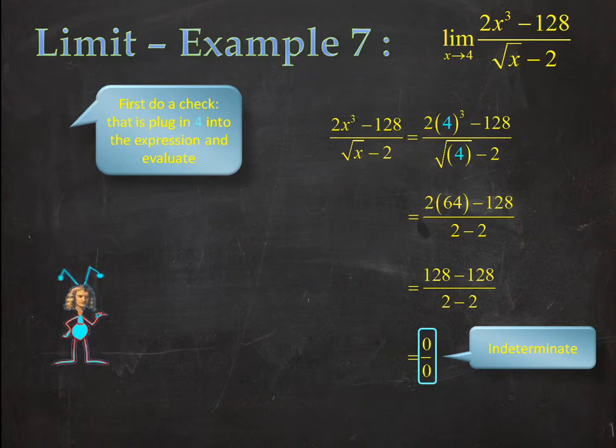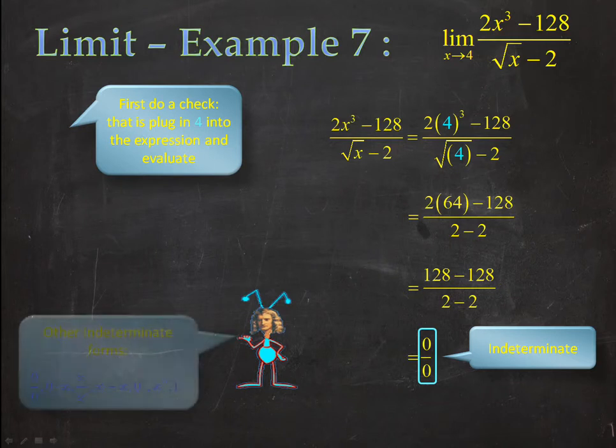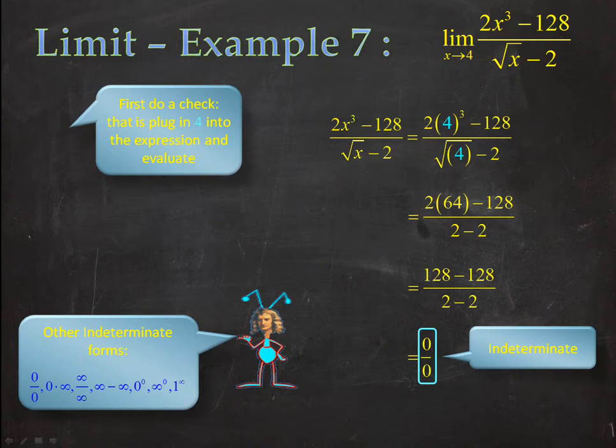Now, don't forget, there are other types of indeterminate answers to look for besides 0 over 0. There is also 0 times infinity, infinity divided by infinity, infinity minus infinity, 0 to the 0, infinity to the 0, and 1 to the infinity.